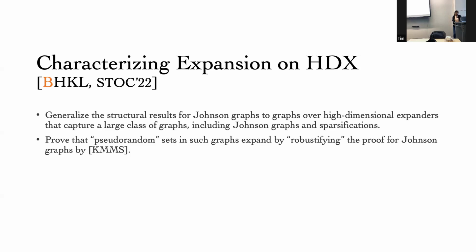And we prove such a characterization by showing that certain random looking sets in these graphs expand. And we take the proof of the Johnson graph and kind of robustify it to work for high dimensional expanders. So I will explain all this more formally later. Is a high dimensional expander also an expander in your definition of the two terms? Oh yeah, so I'll go into that later.